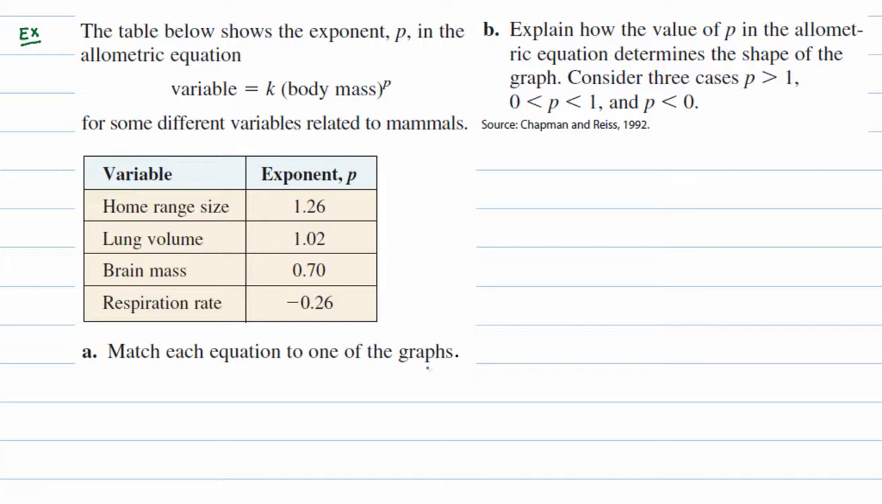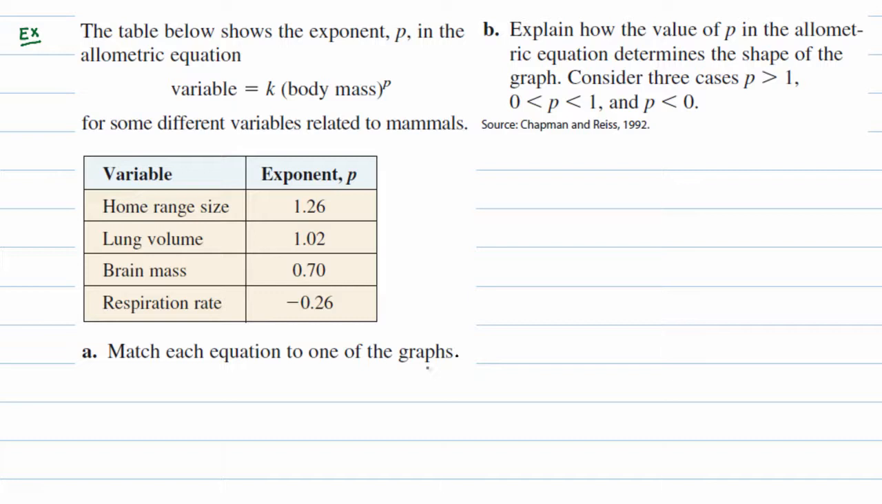Now a lot of this seems intimidating when students first read it. But what you need to be able to do starting at this level of mathematics is to not allow your intimidation to scare you out of a problem. Essentially, they're just saying, I've got an equation: variable equals k times body mass to the p. Okay, that sounds horrible, doesn't it?